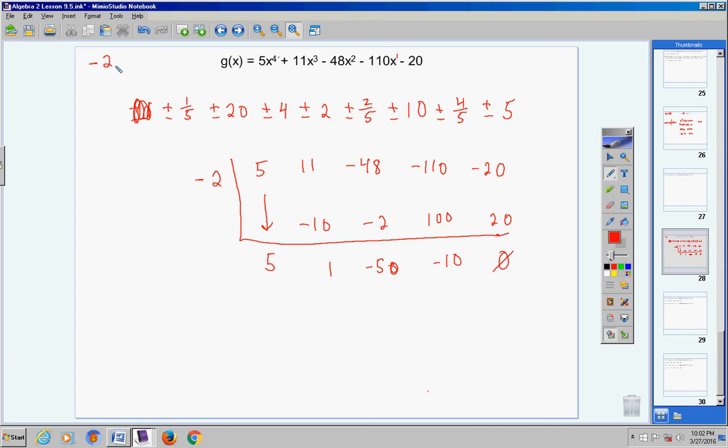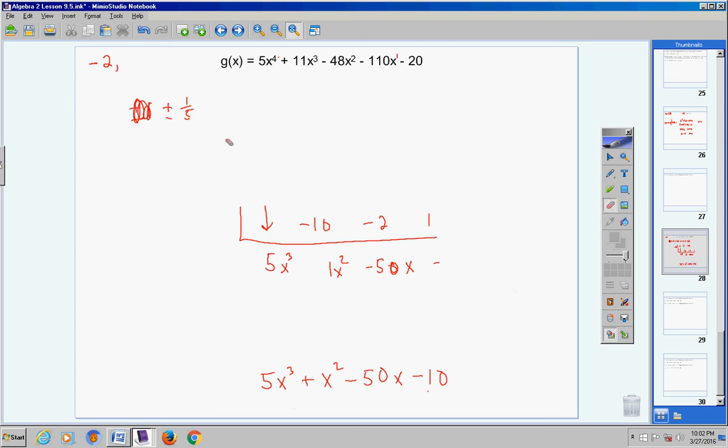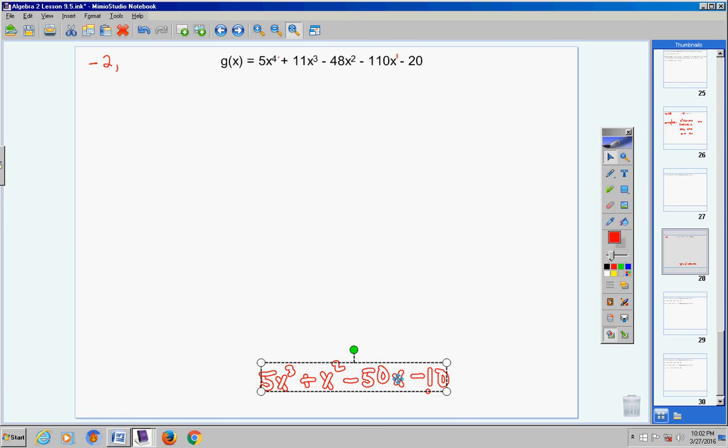Alright, that's good. Now, I have shrunk. I have reduced my function. It was a 4th degree. Now it's a 3rd degree. So I have 5x cubed, positive 1x squared, negative 50x, negative 10. I think this is factorable, guys. I think we can factor this. That'll save us a lot of time, okay? Let's see if it's factorable. I think it is. Alright, here we go. Let's see if this is factorable.